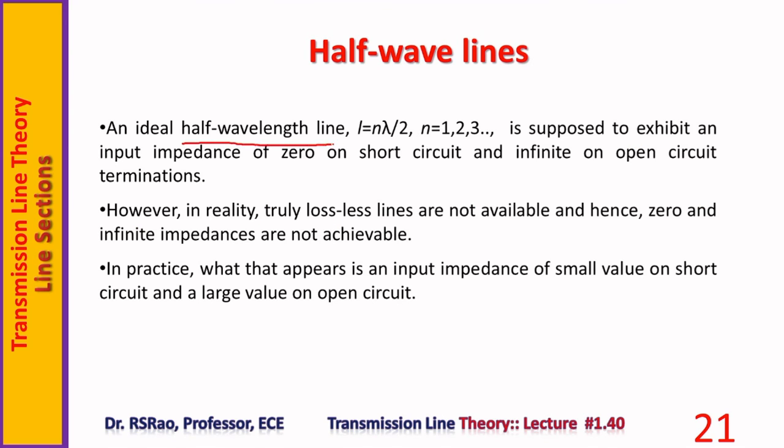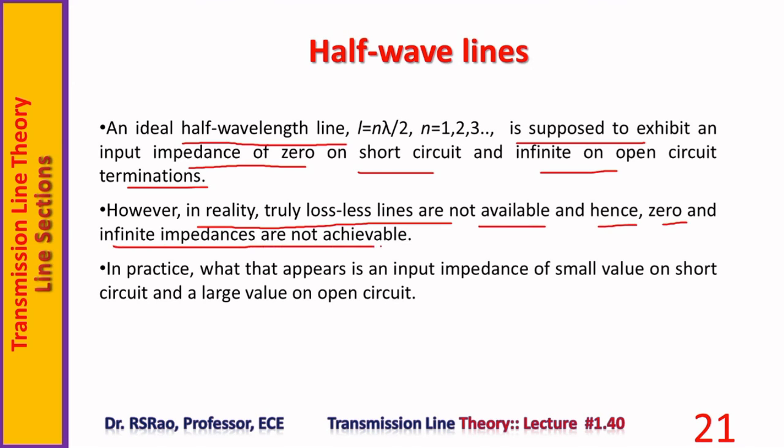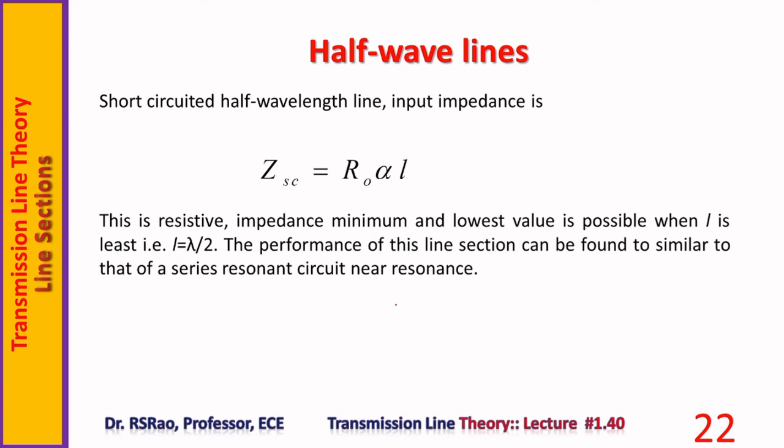An ideal half wavelength line is supposed to exhibit an input impedance of 0 on short circuit and infinite on open circuit, but 0 and infinity are very good over a piece of paper; in reality, they don't exist. In reality, truly lossless lines are not available and hence 0 and infinite impedances are not achievable. In practice, what appears is an input impedance of small on short circuit and large on open circuit.